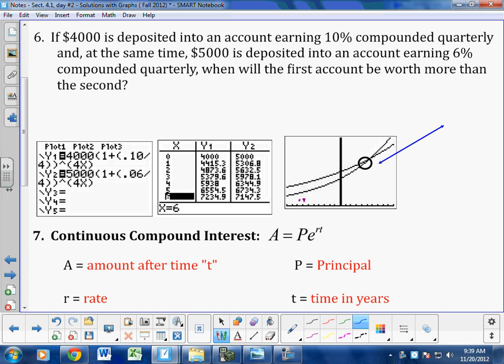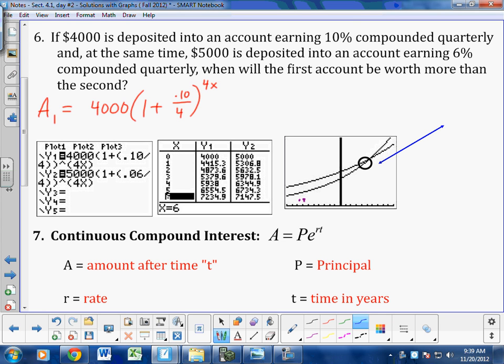Let's do it like this. Let's just call the first amount A sub 1. So A sub 1, the first amount, is equal to, what's the principal? 4,000. And the rule says 1 plus, what's R? 0.1, divided by 4, quarterly means 4 times. Raise it to the, what? 4x. Because x is the variable for time. How long will it take?